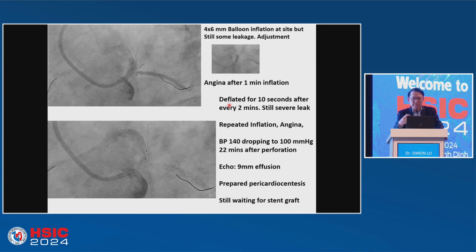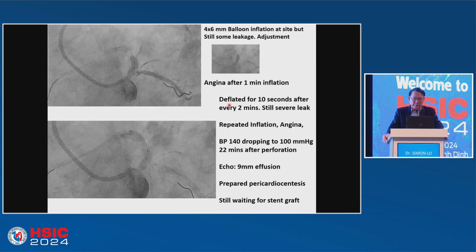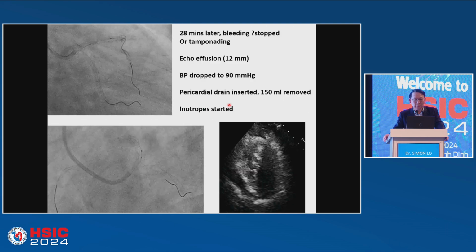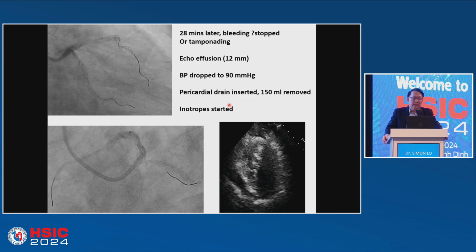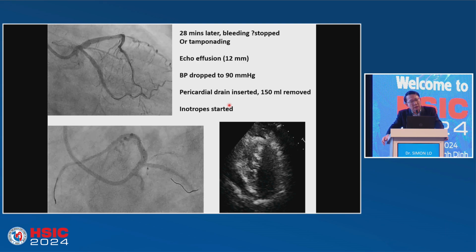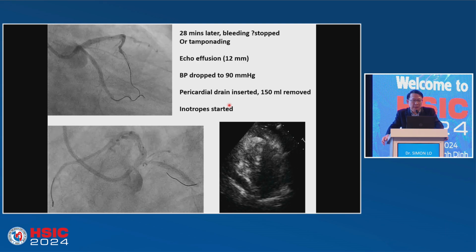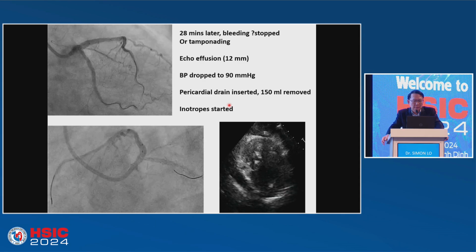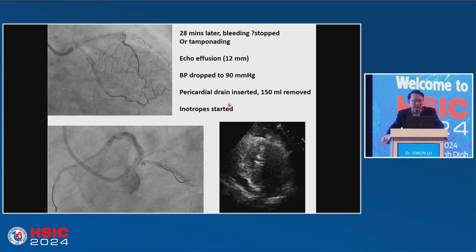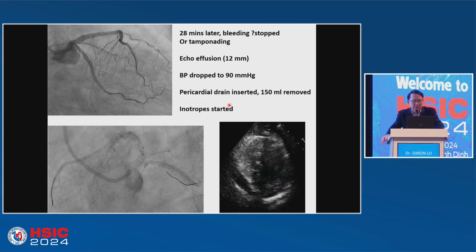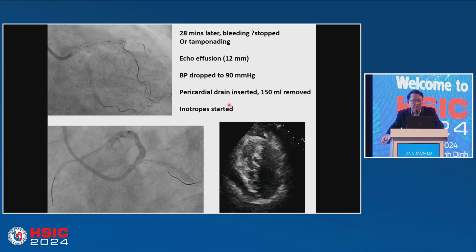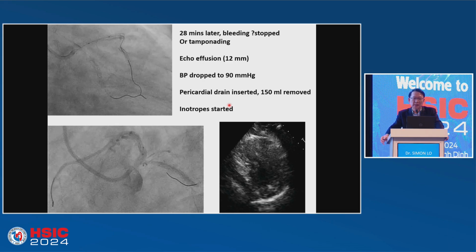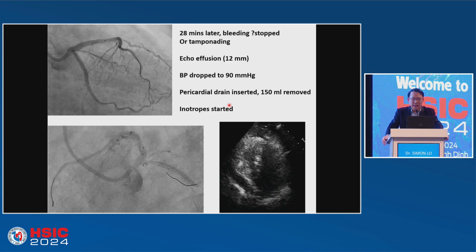And at the same time, because the blood pressure was coming down, I have to prepare the patient for pericardiocentesis, okay? And 28 minutes later, for some reason, if you look at these 2 angiograms, has the bleeding stopped? It looks as if the bleeding has stopped, but maybe the one in the bottom, the spider view, may not have stopped completely. I still get a little bit of a flush, but I think actually it appeared like it has slowed down because of tamponading, because of a cardiac tamponade.